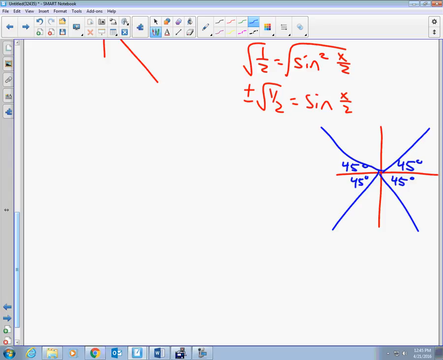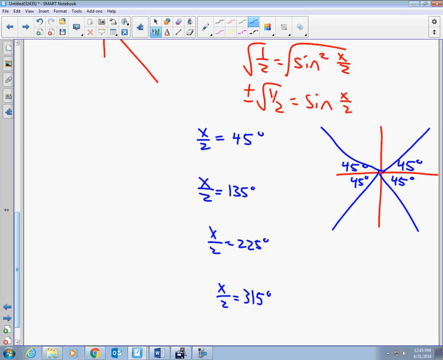So, okay, we got kind of caught up in the whole square root of 1 over 2. What do I write down? What goes on the other side of the four solutions? X over 2. X over 2 is equal to, what's my first one? 45. And then x over 2 is equal to 135. And then x over 2 is equal to 225. And then x over 2 is equal to 315.